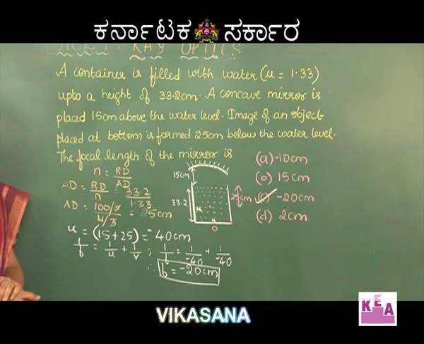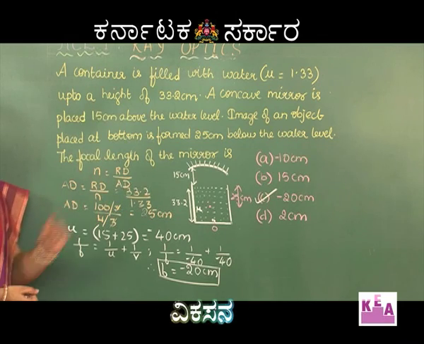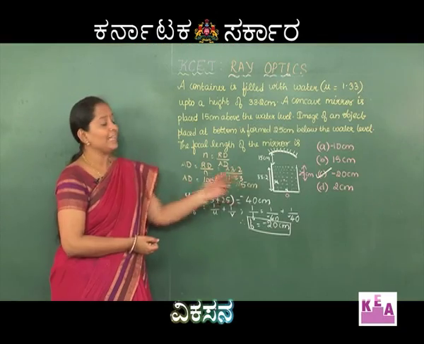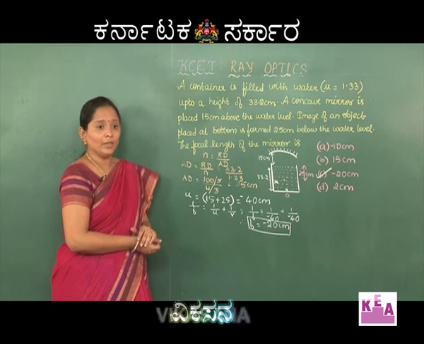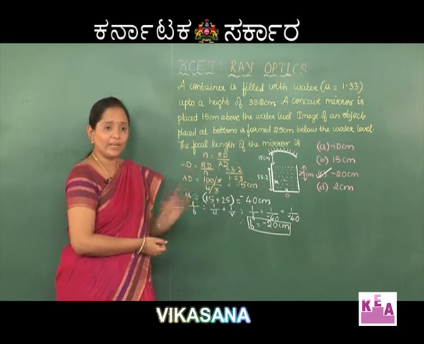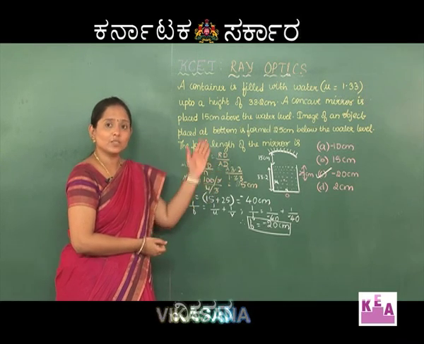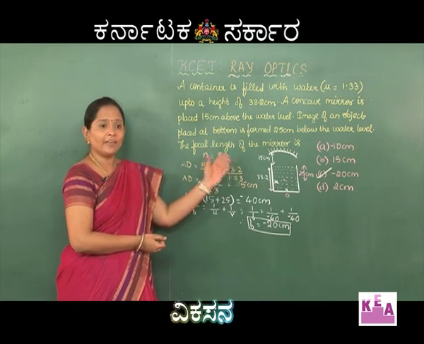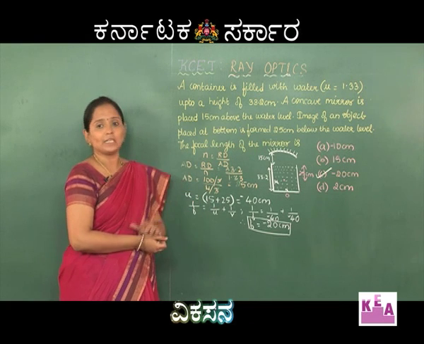This sum can also be solved in a different manner. Since the object distance and the image distance are the same, to find the focal length, the object should be kept at 2f. Since the object distance is 40, we can write f is equal to 20 centimeters.